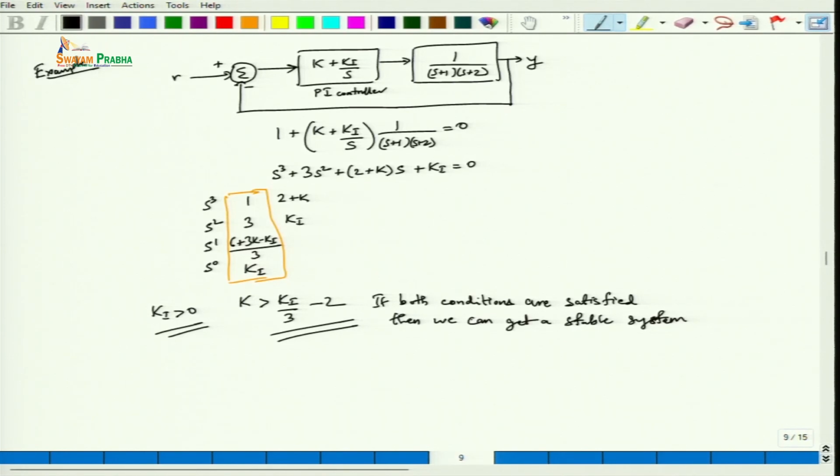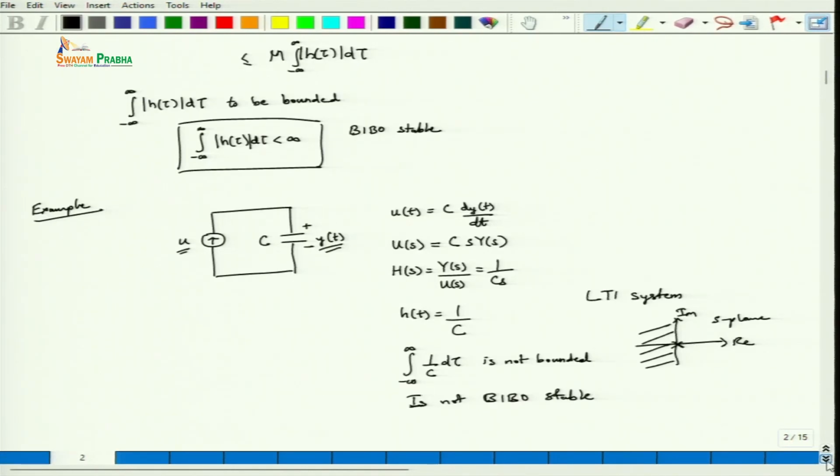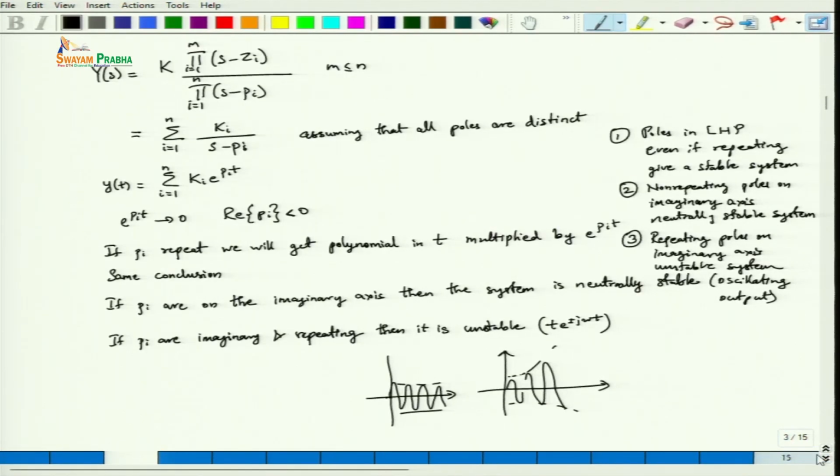So, in today's class, we started out with the definition of stability for an LTI system, understood the concept of BIBO stability, and then focused on cases about neutral stability and what happens if there are poles on the imaginary axis.